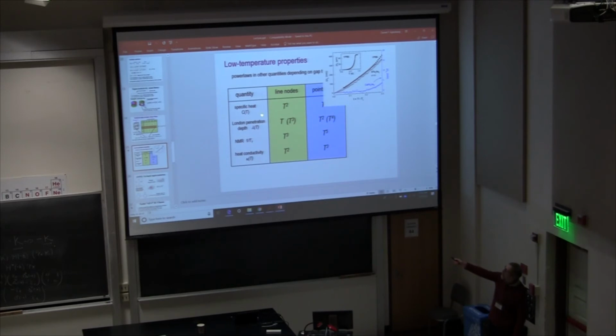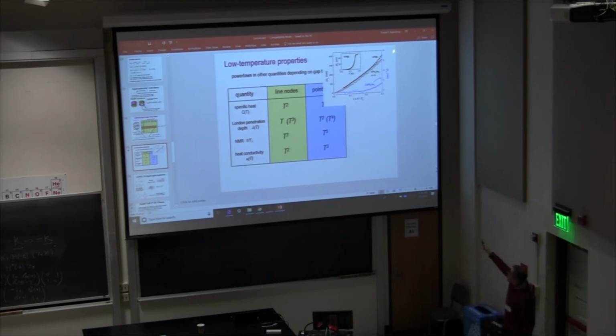I mentioned an example of the London penetration depth. That's how far the magnetic field penetrates inside the superconductor in the Meissner state. If we have line nodes, that goes as T. If we have point nodes, that goes as T squared. Ignore what's in the brackets here for now. And then you can also see differences in other behavior in 1 over T1. At low temperatures, there's a T cubed or T fifth dependence. And in heat conductivity, there's a T squared or T cubed dependence.